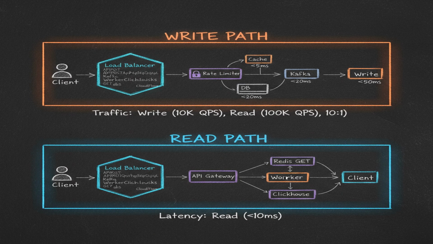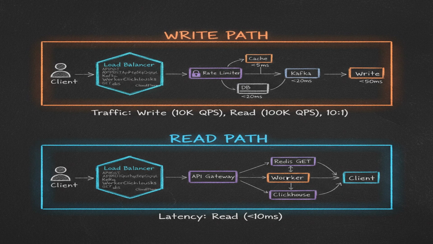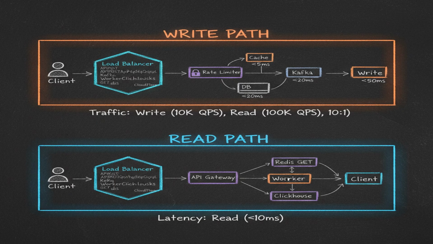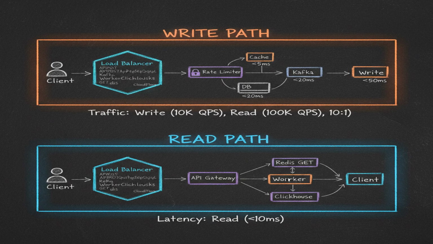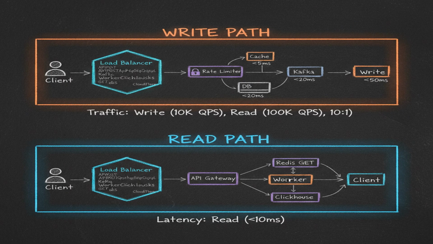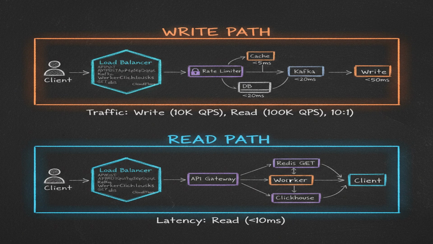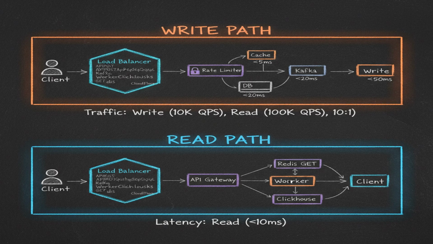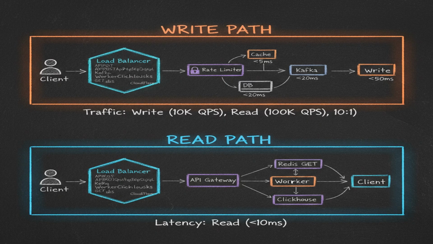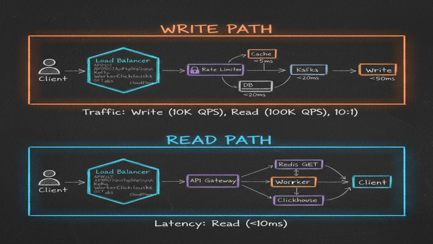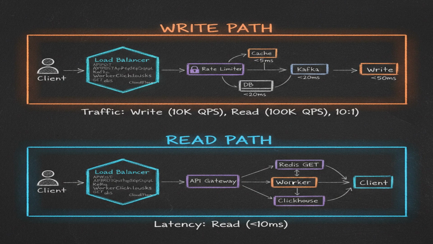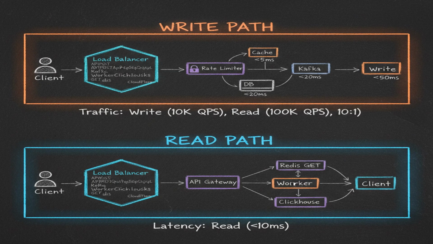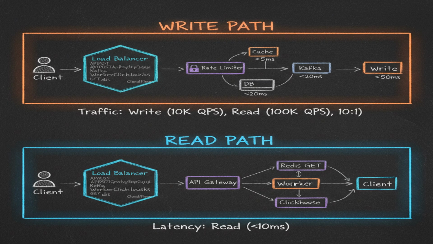Now that we have the estimations, let's look at the high-level design. We'll separate the read and write paths for optimization. The write path handles trade orders, while the read path serves real-time market data and account information. The client sends requests to a load balancer, which distributes traffic to the API gateway. The API gateway handles authentication, rate limiting, and routing. A concrete API endpoint would be POST /api/v1/orders with stock symbol, quantity, order type, which returns order ID, status, created at.